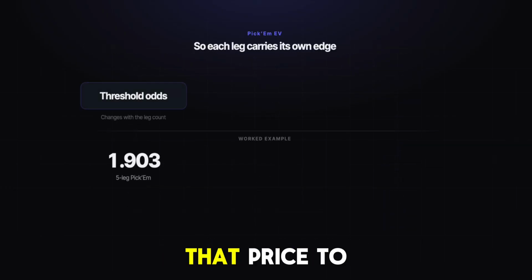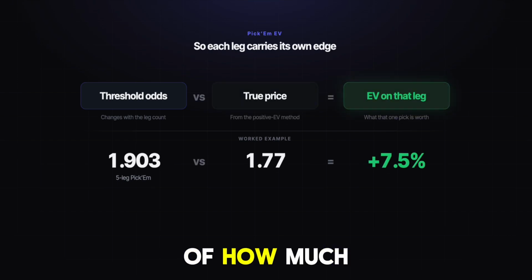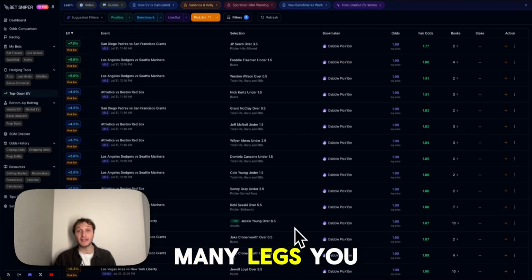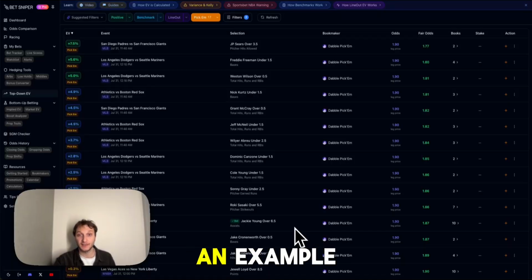All we do is we compare that price to the positive EV price, and that gives us a reference of how much EV we're getting per leg. As the threshold odds you need to beat change depending on how many legs you play, it's kind of dynamic as you build out a Pick'em. So let's take a look at an example.